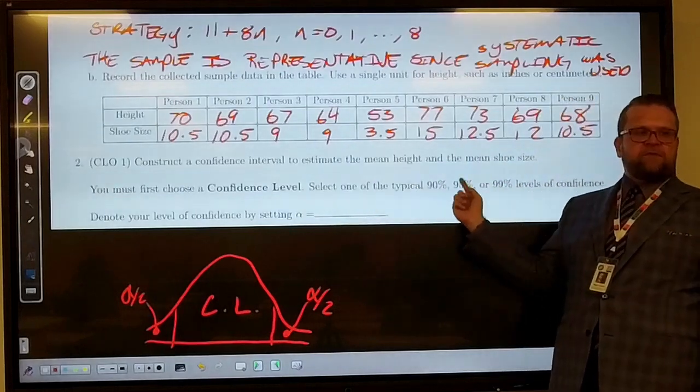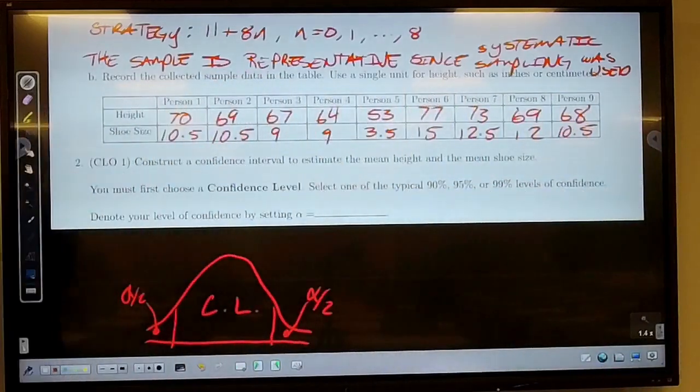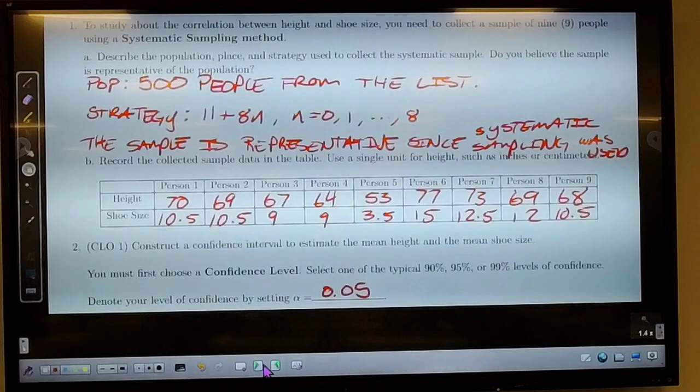Choose from one of these three and then write down what alpha is right here, because we're going to use that alpha on a hypothesis test here in a moment. I will just do a 95% confidence interval. So, all right.